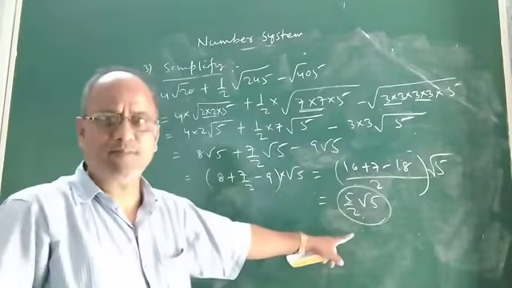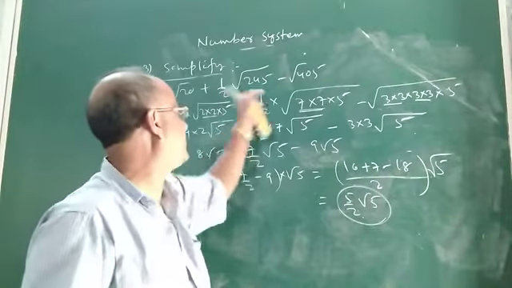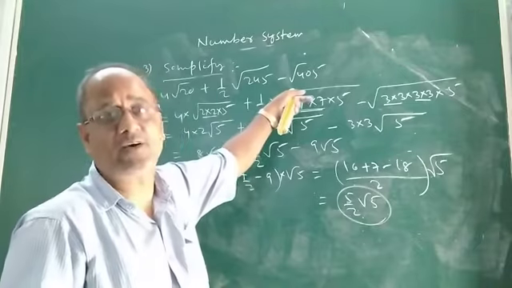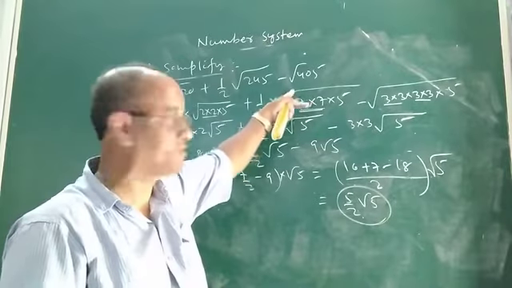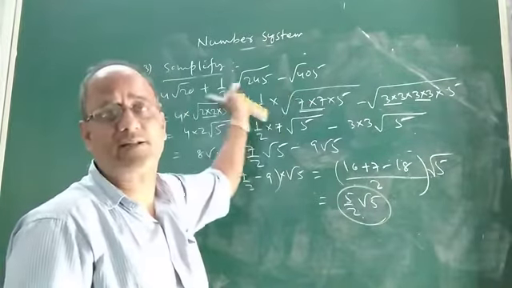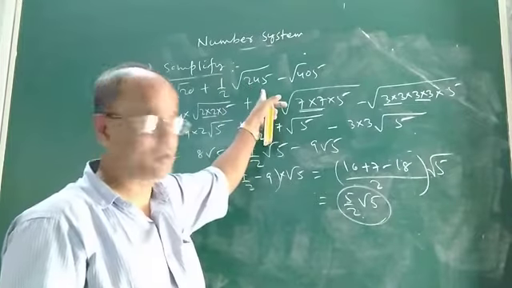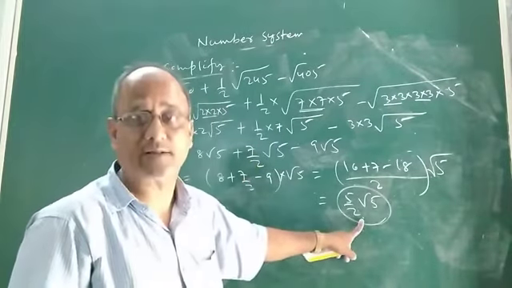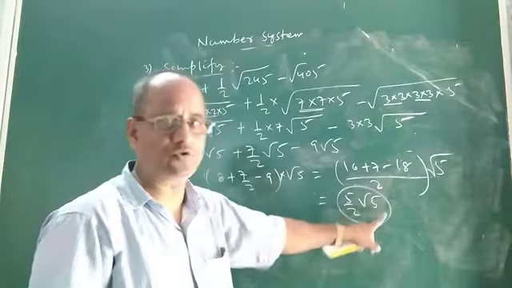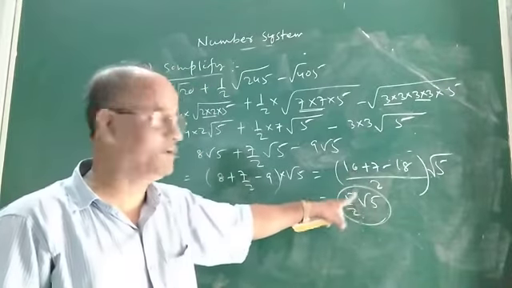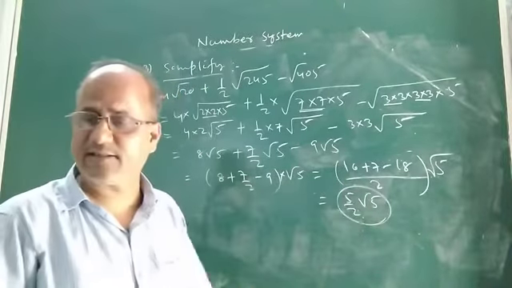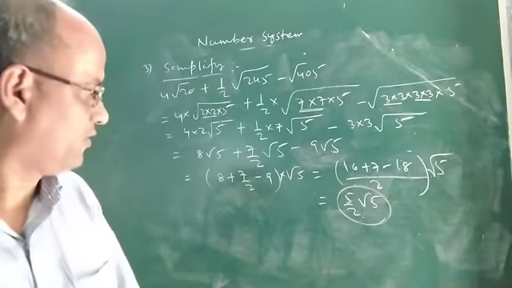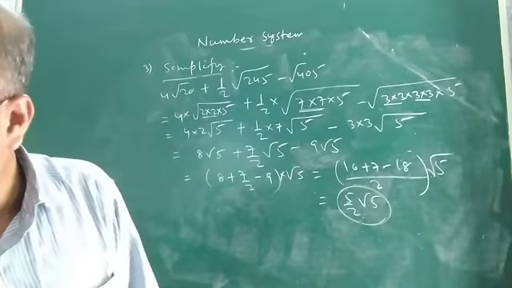So the simplified value of this expression, which contains only irrational numbers, gives again another irrational number, that is 5 by 2 root 5. So you will solve this type of question in this manner. Now let us discuss another question.